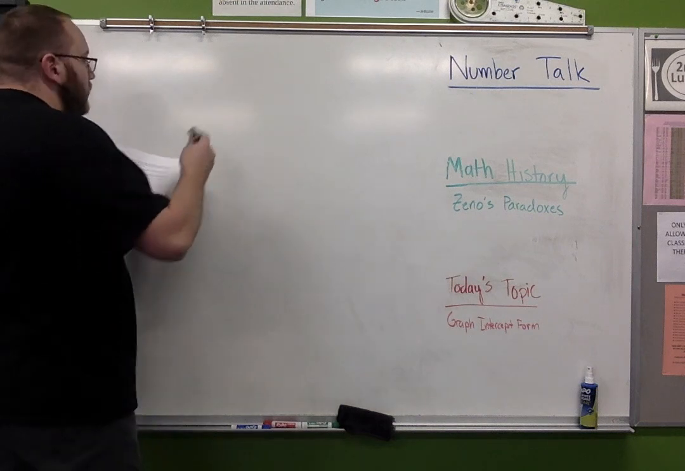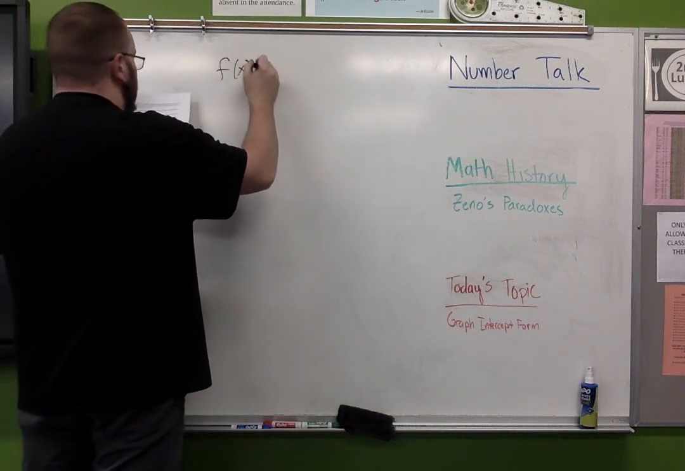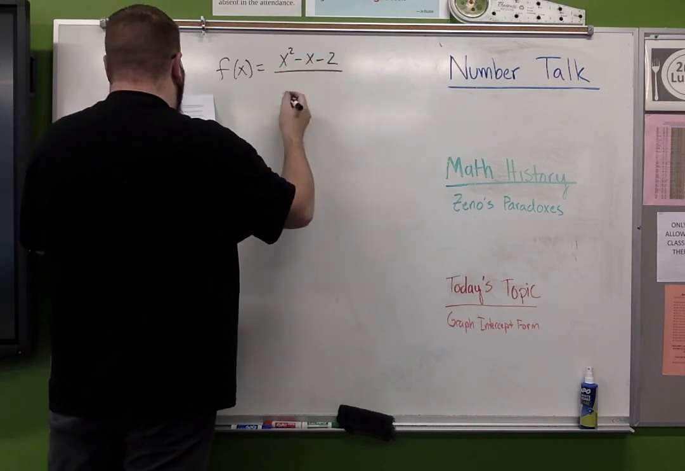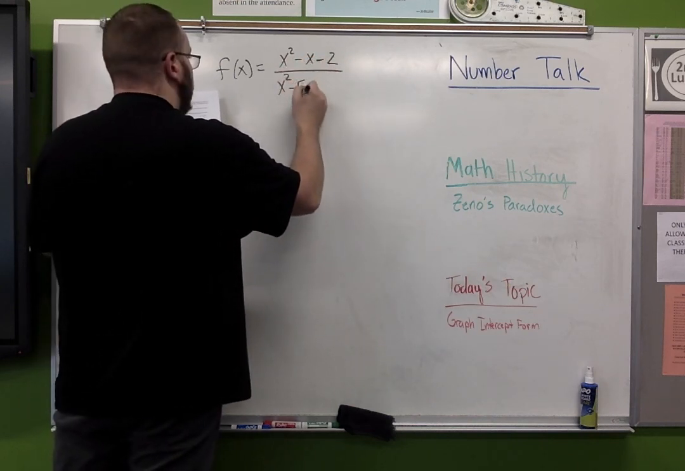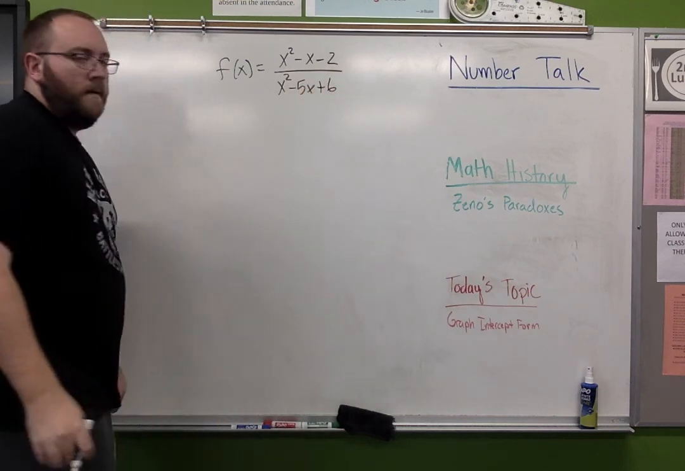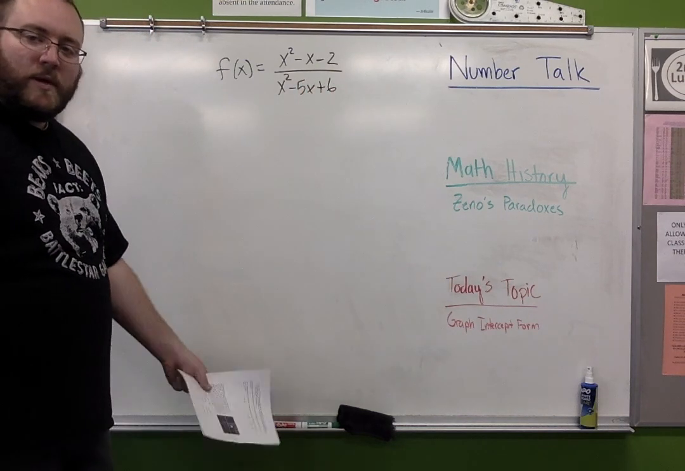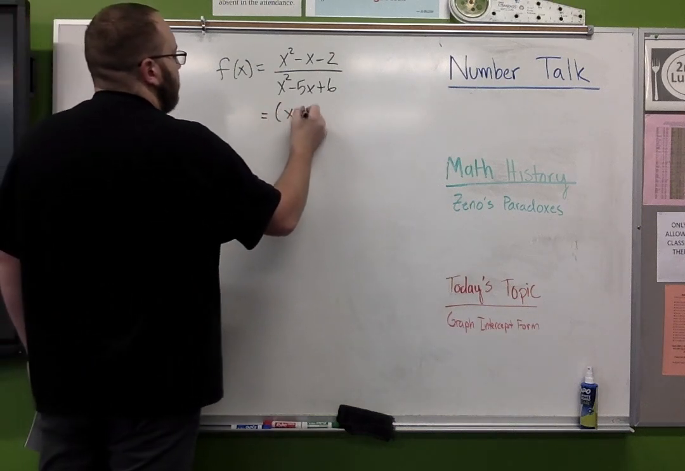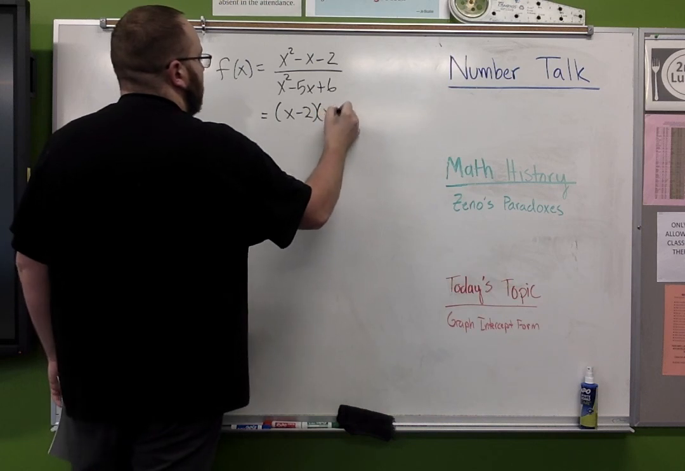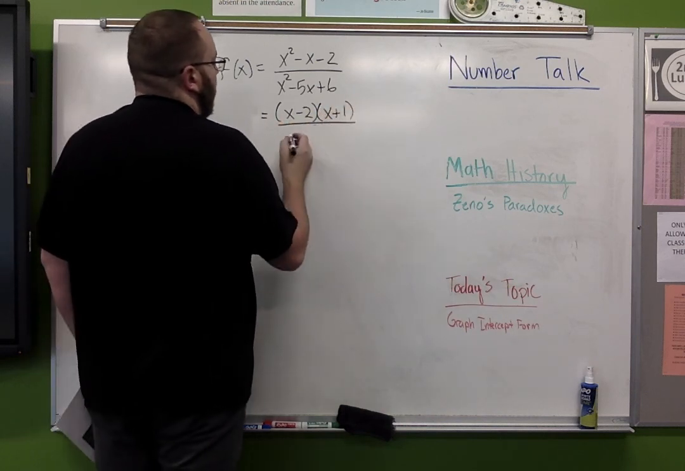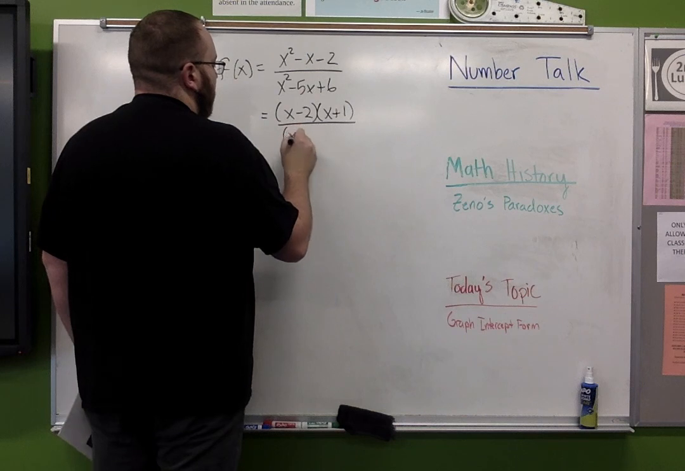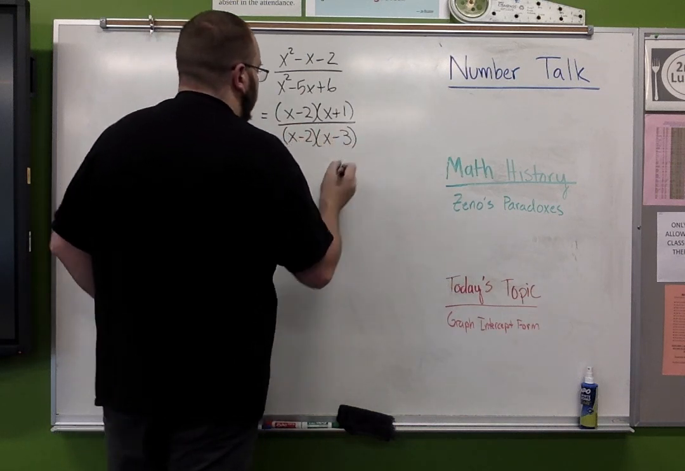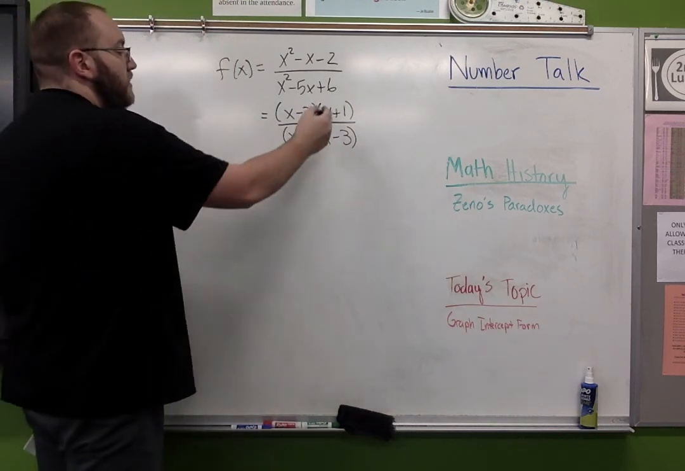So, let's look at f of x equals x squared minus x minus 2 over x squared minus 5x plus 6. Okay, let's fully factor like we've been doing. Maybe something will simplify and it'll be easier to work with. So x minus 2 times x plus 1 over, let's see, x minus 2 times x minus 3. Oh, hey, look, the x minus 2 and the x minus 2.